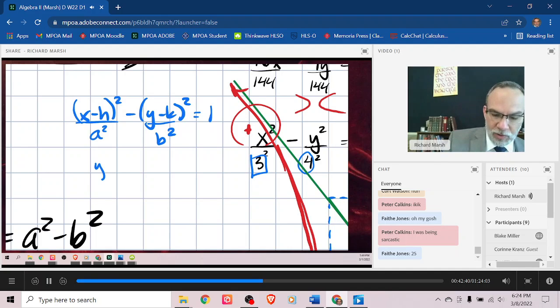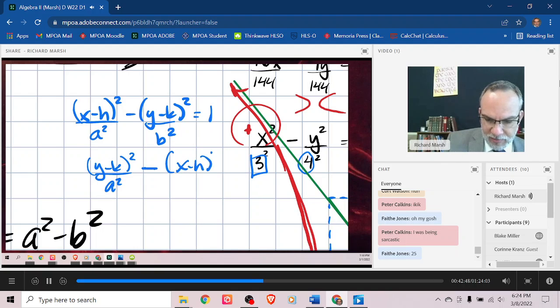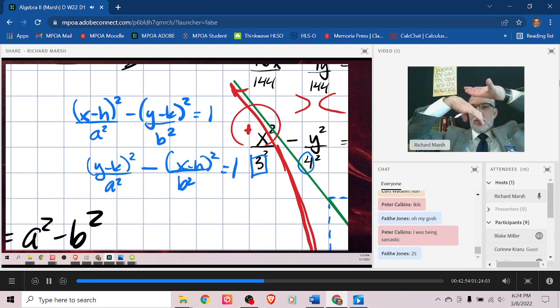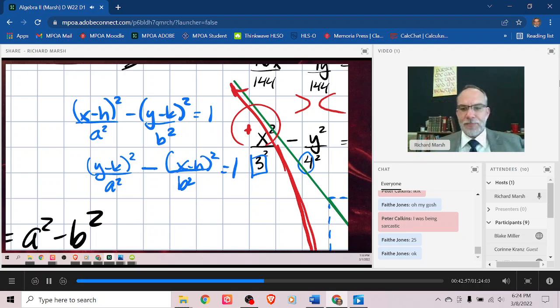You could have an alternate one that says (y minus k) squared over a squared minus (x minus h) squared over b squared is equal to 1. And then this would be one that opens up and down like that. Okay. All right.